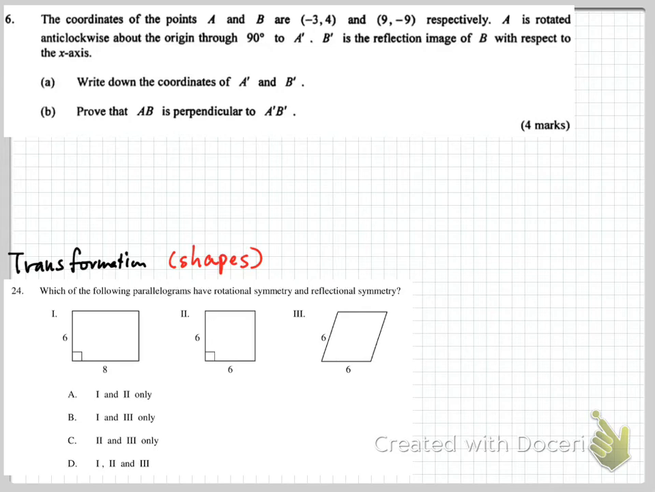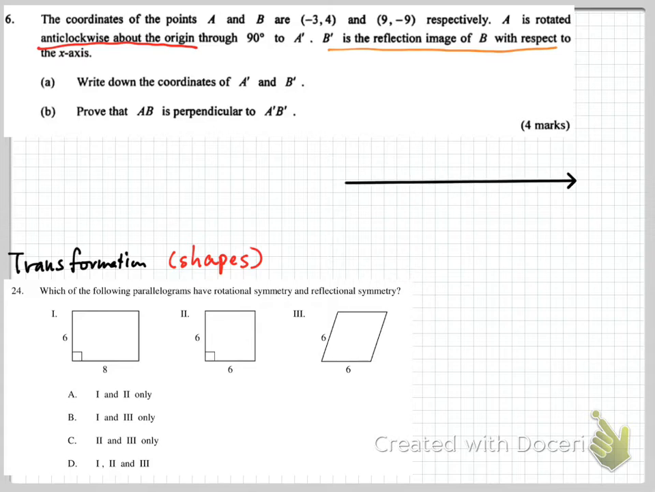Now, let's take a look at one more question, once again from the DSE paper on the transformation of points. Once again, there are two transformations. One is an anti-clockwise rotation about the origin. The other is not a translation, but a reflection. So let's see how both transformations play out.